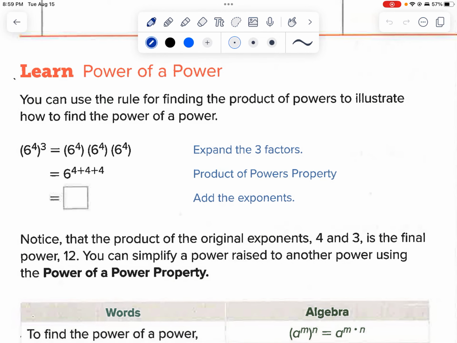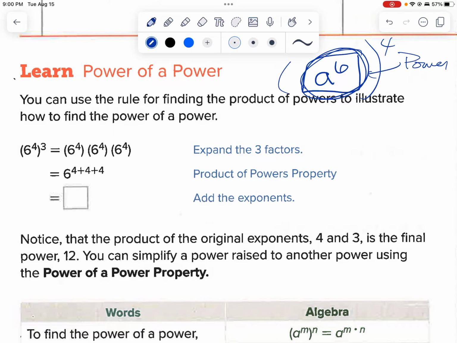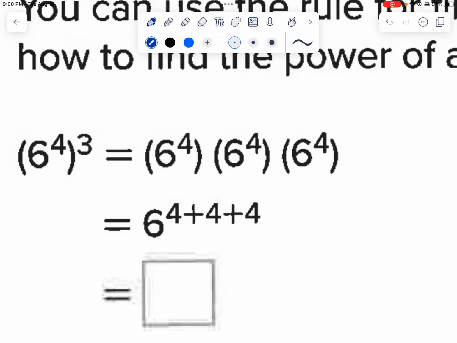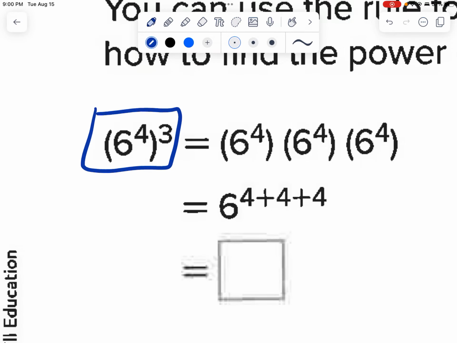Power of a power. So remember, if I have this right here, this is a power. This is a new way to... okay. This whole thing is the power. Now it's saying, I'm going to take this whole thing and put another power on it. That's what it's talking about. So if you look here, you have a set of parentheses. You have one exponent, two exponents. So it's talking about that.